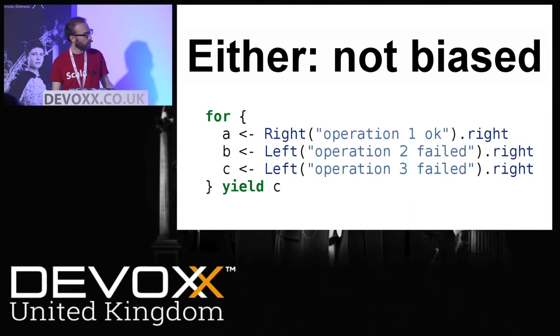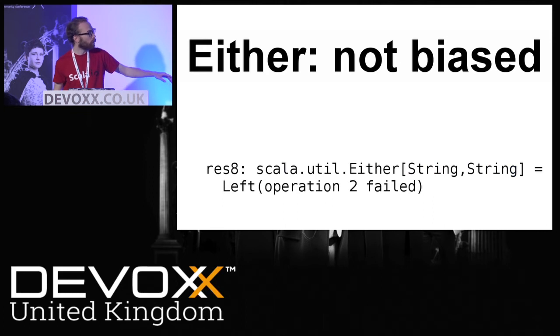So how it works is that as long as it's right, it's okay, and it will fail at the first left. So the first left is B, and we've got the operation to fail. Okay, so it's a bit like exceptions. Like at the first problem, it just stops and you're just there.